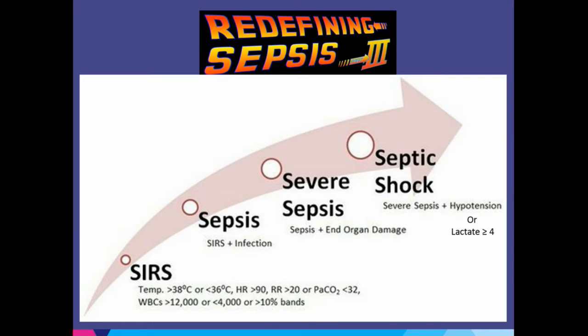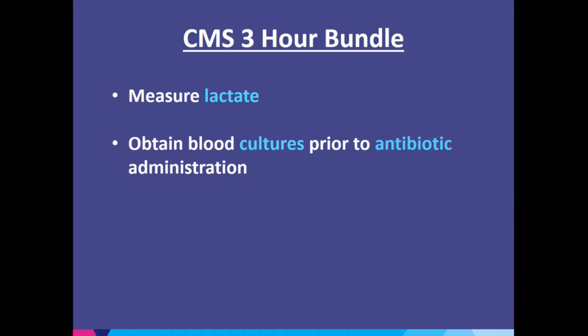Just a quick refresher, it's on a spectrum. You start with SIRS, the Systemic Inflammatory Response Syndrome, and it's a white count, respiratory rate, fever, or heart rate. If you have that plus the bacterial infection, you're at sepsis. If you have sepsis plus end organ damage, you have severe sepsis, and then septic shock is when you have hypotension or an elevated lactate. This is currently how CMS is defining sepsis.